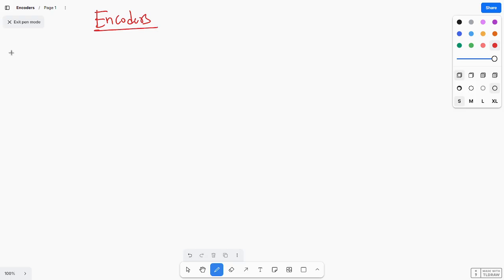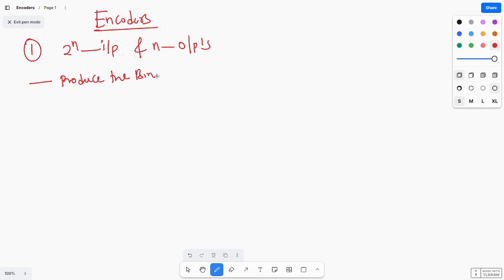Encoders. So encoders have how many inputs? 2 power n inputs and n outputs. What it will do is produce the binary equivalent of the input.